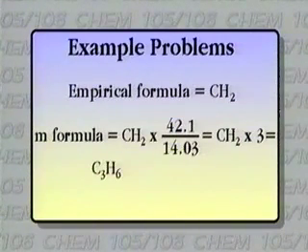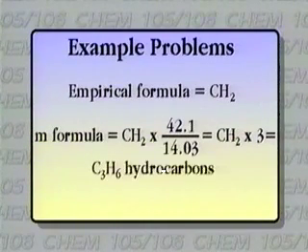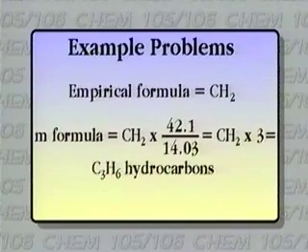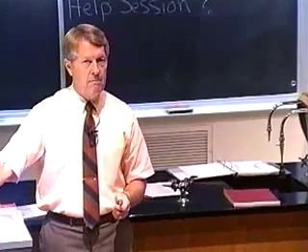The actual compound, we have to know the molar mass to get to that point. These two compounds, C5H10 and C3H6, are two totally different chemical compounds. Two different organic compounds that we refer to as hydrocarbons. Organic compounds that contain hydrogen and carbon only are called hydrocarbons. These are two different hydrocarbons, two different organic compounds. All right, any questions on any step of that?